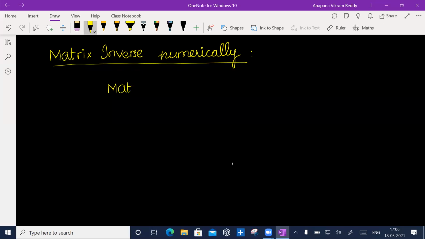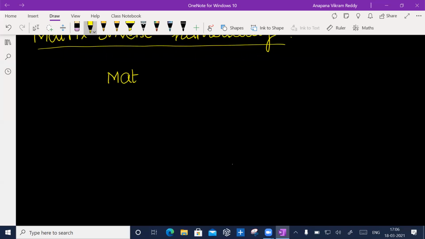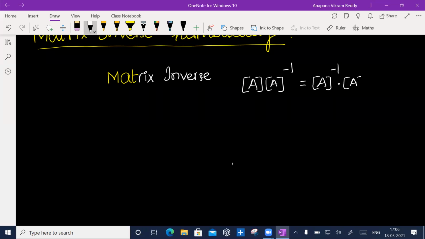I have a matrix. Let me zoom in on this. Let me take a matrix, say A, and I would like to find its inverse. Say A multiplied by A inverse is equal to what here? Can I say A inverse times A? This must be equal to the identity matrix. So if this is possible, can we find this inverse numerically?